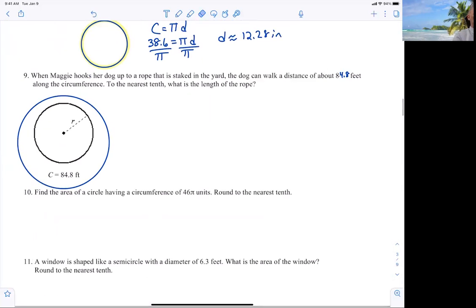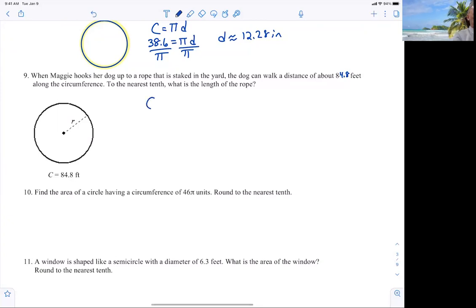So they're giving you this picture down here to kind of help you understand it. You see what I'm saying now? So how do I find the radius? You have to tell me the formula for circumference. What's the formula for circumference? Pi times diameter. Yes. Circumference equals pi times d. And what's our circumference? 84.8. Yep. So what do I have to do? You divide it by pi. Yes, divided by pi. And so what's my diameter?